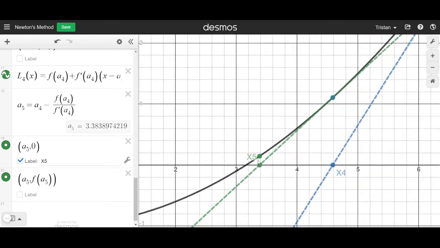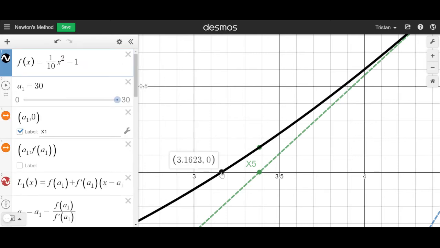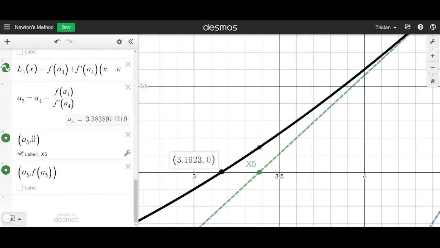But if I zoom in on that x-intercept, I can see that actually I'm still pretty darn far off. Like that's the value, and my x5 is pretty far away from that value. And that x5, by the way, that x value, if you look over here on the side, that's 3.383897, blah, blah, blah. So it's pretty far away from the 3.1623.